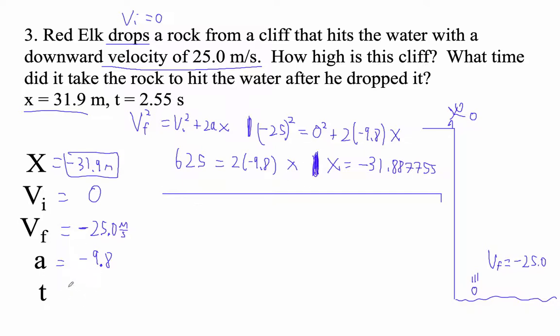Okay, so let's find the time it takes to fall. I think I'll use the no-x equation for that. So Vf is Vi plus at, and the final velocity is negative 25 equals 0 plus negative 9.8 times t, and now I think I'm set, right? So negative 25 divided by negative 9.8 is 2.551.